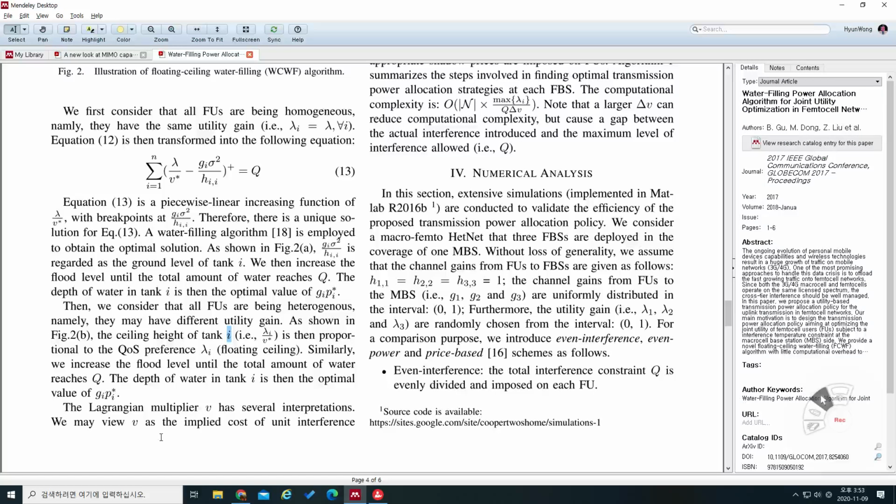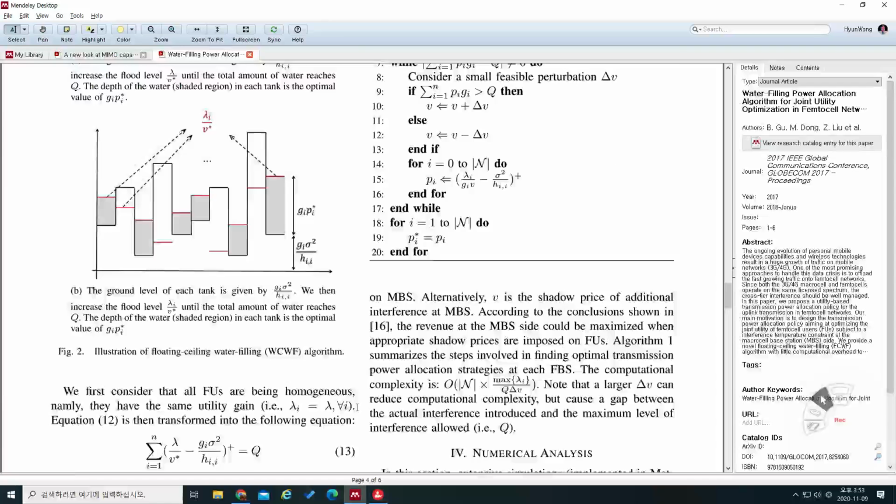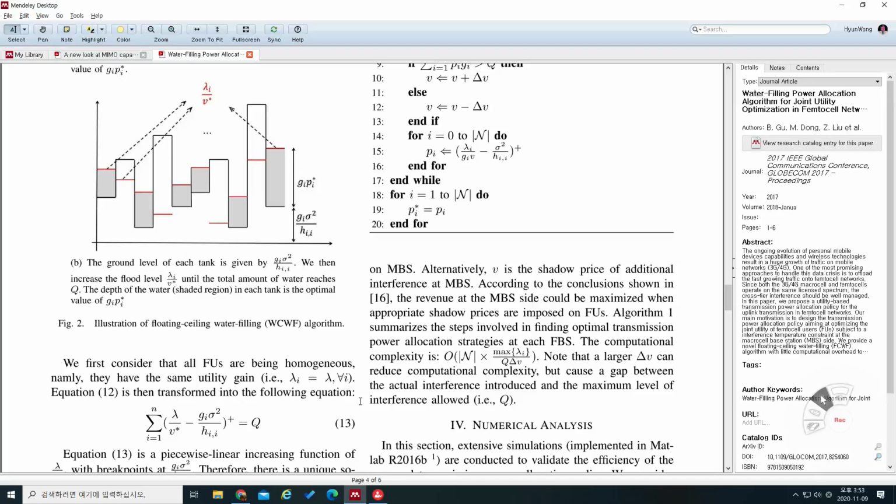The Lagrangian multiplier v has several interpretations. We may view v as the implied cost of unit interference on the MBS. Alternatively, v is the shadow price of additional interference at the MBS. According to the conclusion shown in [16], the revenue at the MBS side could be maximized when appropriate shadow prices are imposed on FUs. Algorithm 1 summarizes the steps involved in finding optimal transmission power allocation strategies at each FBS.